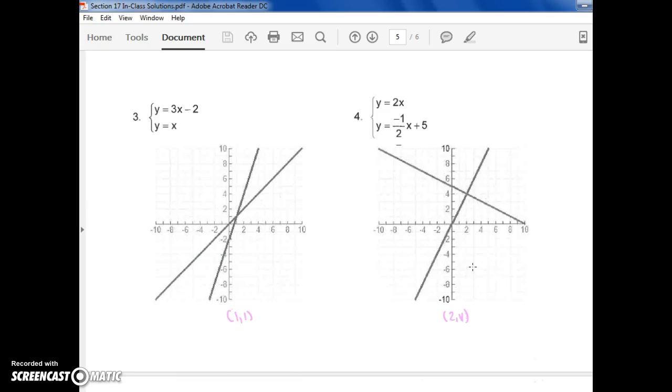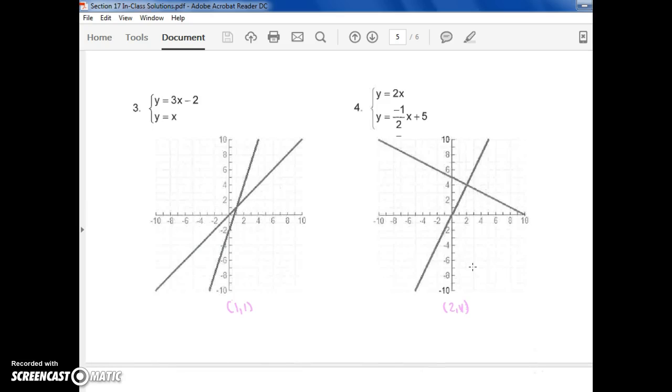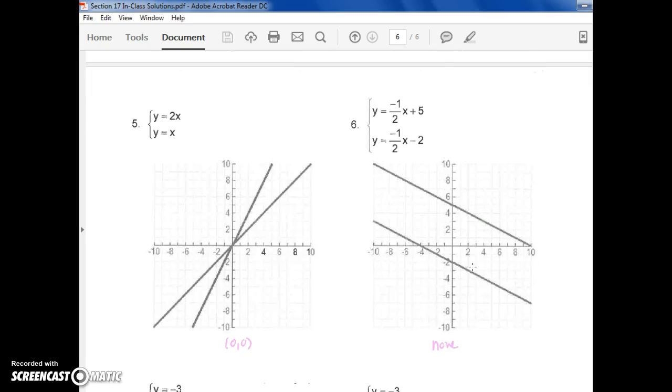Again, 3 and 4, the same type of thing. We got 1, 1, and 2, 4. Number 6 is one of those special cases. Once again, the slopes are the same, but they have different y-intercepts, and I can tell pretty much from the graph there that they're going to be parallel lines and that there will be no point of intersection.